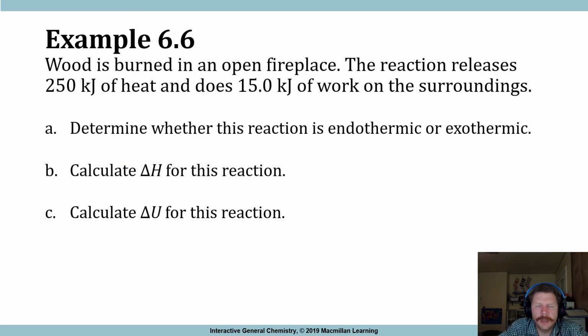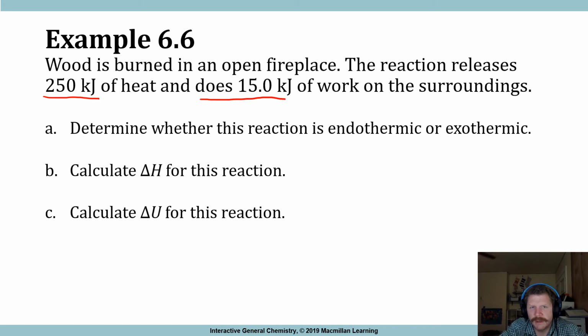Now, here's an example. Wood is burned in an open fireplace. The reaction releases 250 kilojoules of heat and does 15.0 kilojoules of work on the surroundings. We've got to answer a couple of questions. Determine whether the reaction is endothermic or exothermic. Then calculate delta H for this reaction. Then calculate delta U for this reaction.